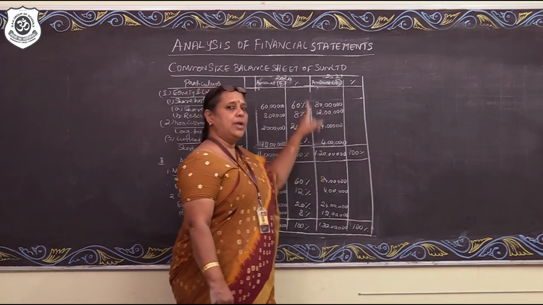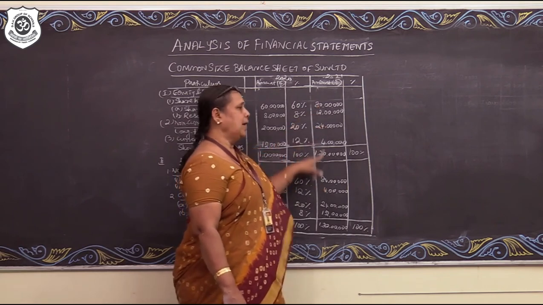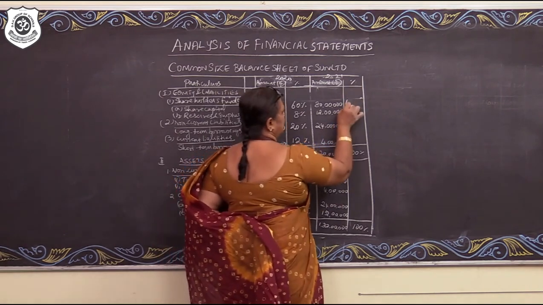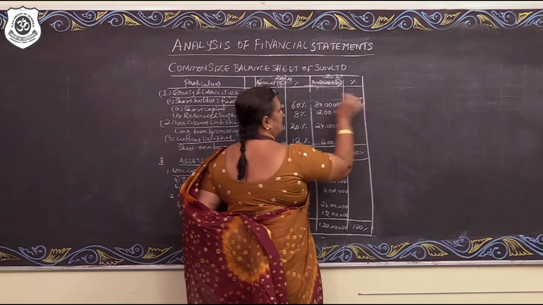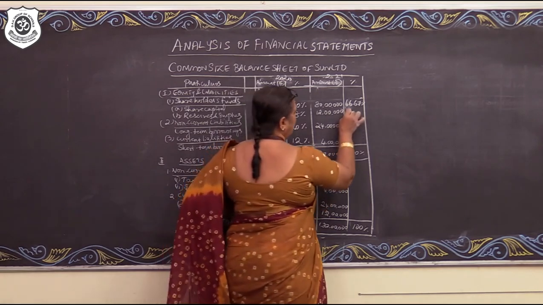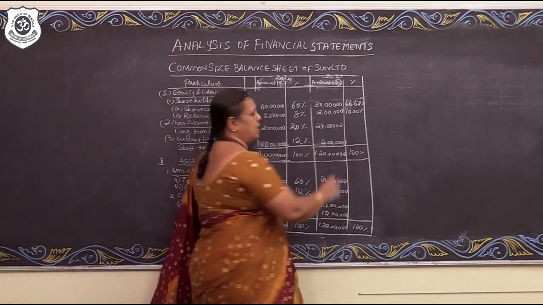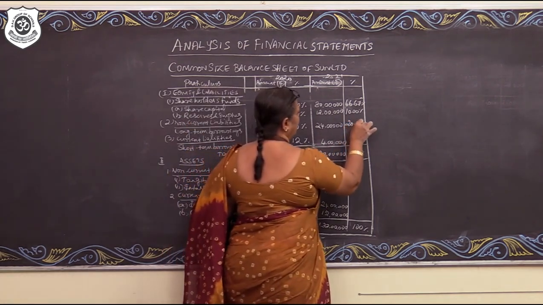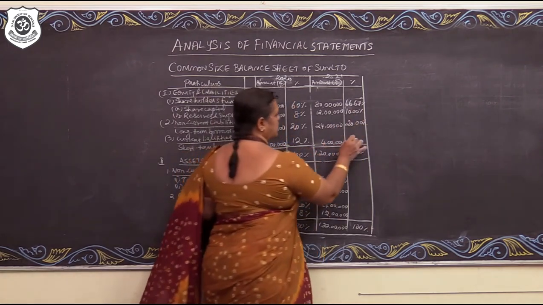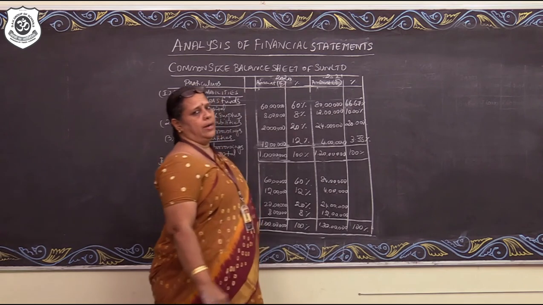We are going to express every item of the balance sheet to the common base, which is 1 crore 20 lakhs. So 80 lakh divided by 1 crore 20 lakhs gives you 66.67%. 12 lakh to a common base of 1 crore 20 lakhs gives you 10%. 24 lakhs to a common base of 1 crore 20 lakhs will be giving you 20%. Then 4 lakh to the common base of 1 crore 20 lakhs gives you 3.33%. The total of it comes to 100%.